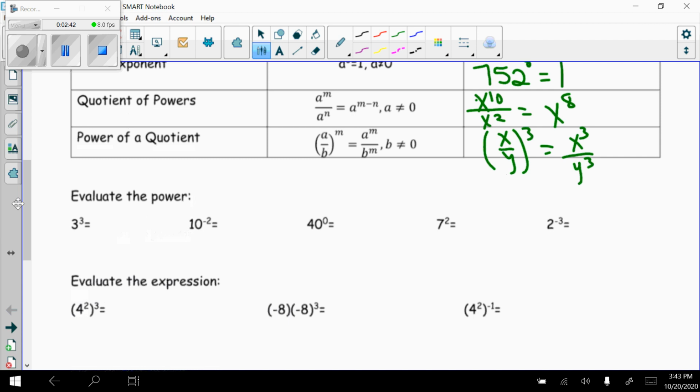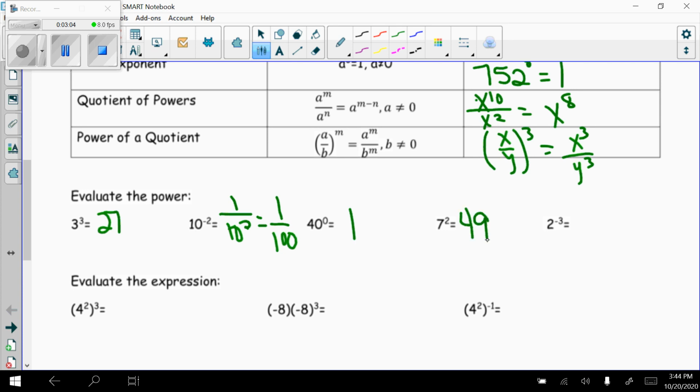Evaluate the power. So 3 cubed, that means 3 times 3 times 3, which is 27. 10 to the negative 2 power means 1 over 10 squared, because I have to make it positive. 10 squared is 100, so 1 over 100. 40 to the 0 power, that's 1. Anything to the 0 power is 1. 7 squared is 7 times 7, 49.